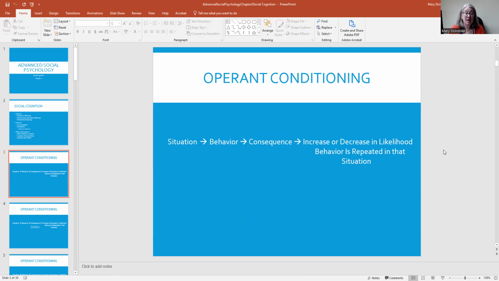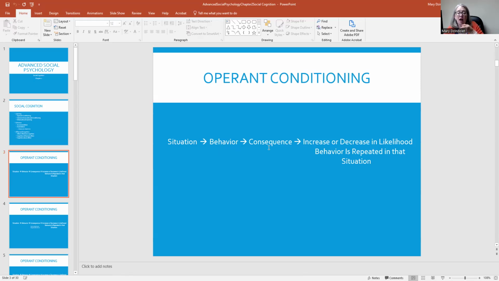Okay, but you might want another reminder, even if you've been through it before. So with operant conditioning, we have a certain situation. And in this situation, the organism or the human being is going to give some type of behavior, emit a behavior. And that behavior will be followed by a consequence.